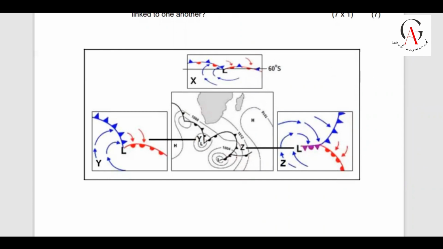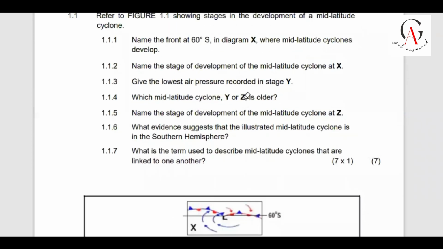You can see that we have X, Y, and Z here as well. They are different symbols. You can see this one in blue, one in red, and the map of Southern Africa, Madagascar here, among others. All right. So our first question says, name the front at 60 degrees in diagram X where mid-latitude cyclones develop.